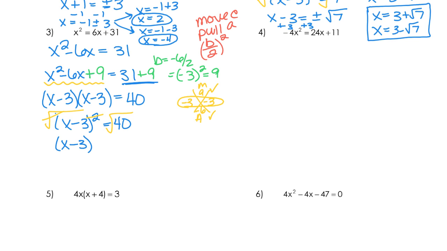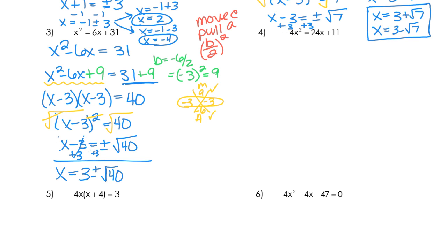Technically I don't need those parentheses. You can keep them if you want, but you don't need them. On the left-hand side, we have to remember the plus or minus, and then we have the square root of 40. We're going to go ahead and add 3 over, and when we do, it goes right in between the equal sign and the plus or minus sign. And we end up with x equals 3 plus or minus the square root of 40.